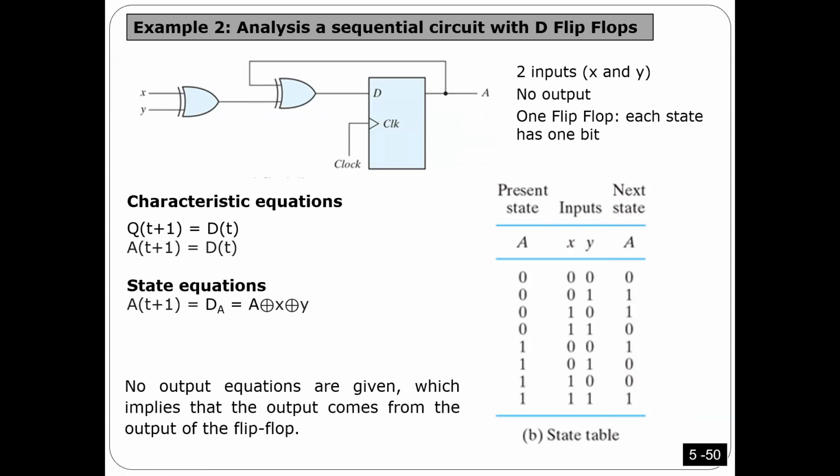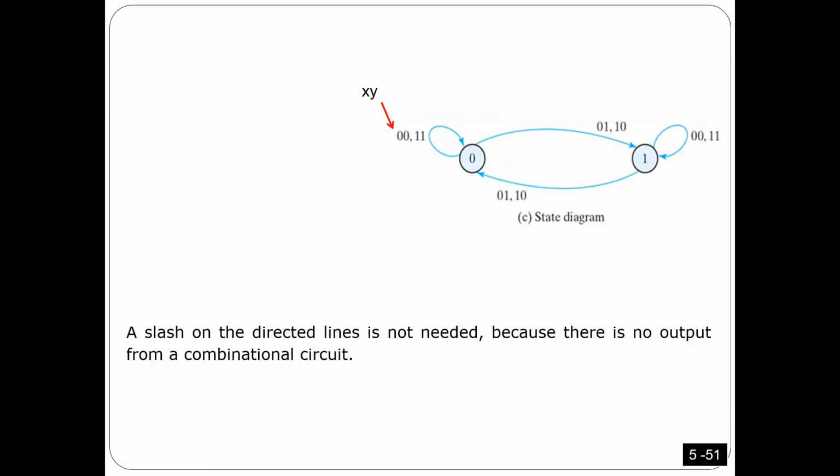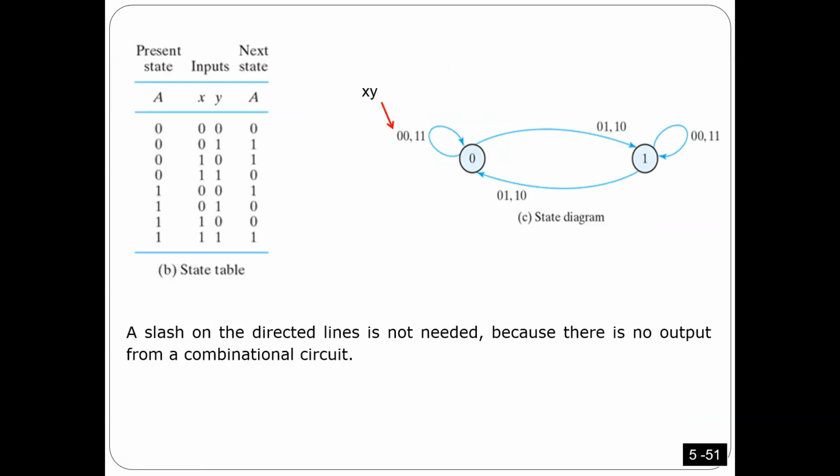Given this table, how can we draw the state diagram? That's what I'm going to explain now. I'm going to try to do it by myself. As you see here, we have only one flip-flop, so that's why I'm going to have two states. One is 0, one is 1, right? Because it's only one flip-flop.